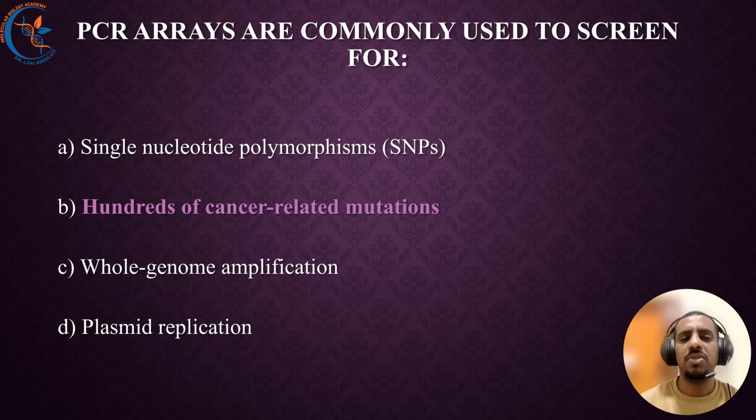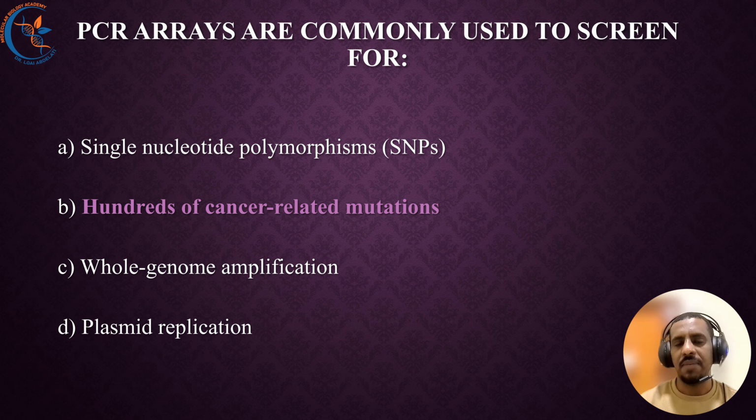The correct answer is hundreds of cancer-related mutations. Actually, arrays are powerful tools for detecting many genetic mutations at once, making them ideal for high-throughput screening of cancer-related mutations. This allows researchers to analyze a large number of mutations efficiently, which is essential for studying cancer genetics. All right? So, why not SNPs? SNPs, as we know, are single nucleotide polymorphisms, better detected using allele-specific PCR, a more precise method for identifying individual genetic variation. Okay, so why not whole genome methods?